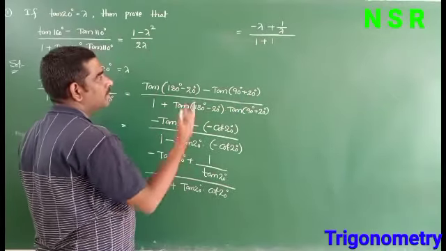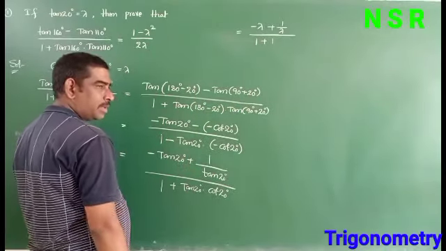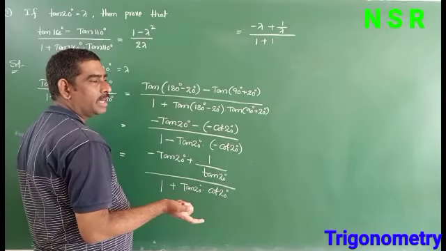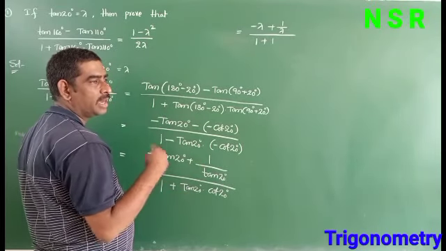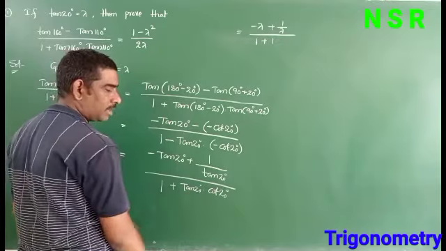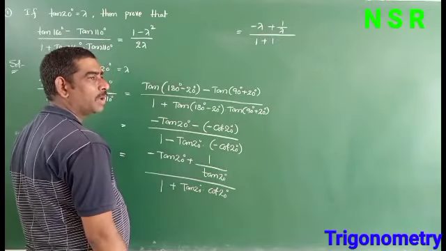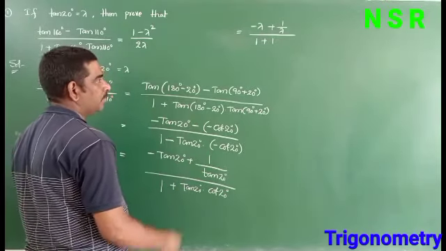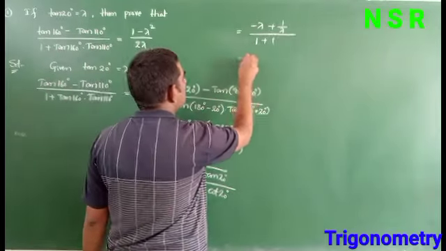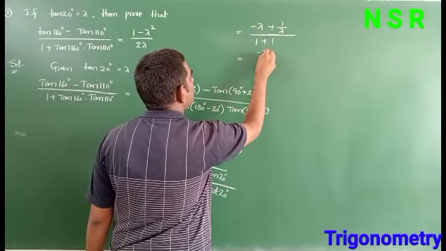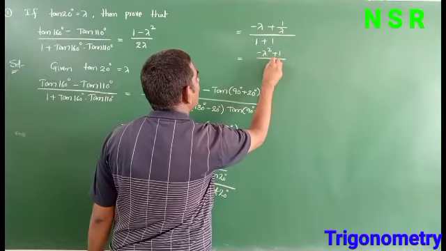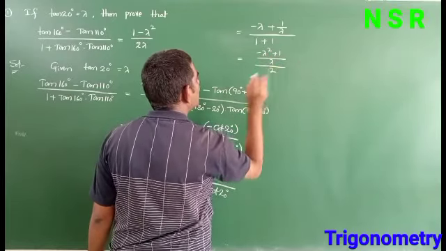So that is 1 plus 1, 2. Both angles are the same: sin theta into cosecant theta equals 1, cos theta into secant theta equals 1, and tan into cot equals 1. The product of reciprocal trigonometric ratios is equal to 1. So here 1 plus 1. Lambda multiplied here: minus (lambda square plus 1) by lambda, by 1 plus 1, which is 2.